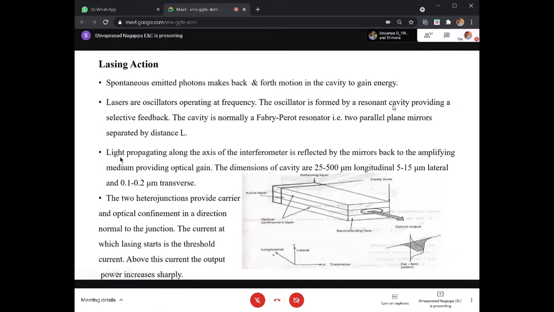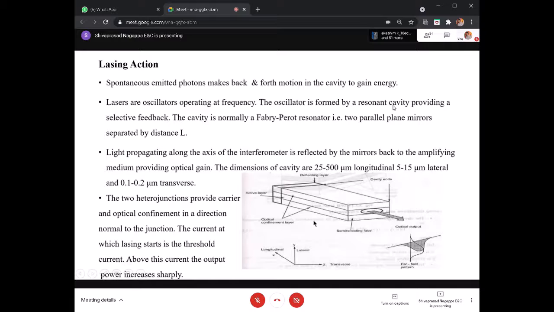The light propagating along the axis of the interferometer will be reflected by the mirrors. It will be reflected because once it hits, it comes back, right? There it is going to generate new photons, by the mirrors, back to the amplifying medium. The amplifying medium is the active region providing optical gain. Here the dimension of this cavity will be 25 to 500 micrometers longitudinal, and lateral and transverse around 1 to 2 micrometers.